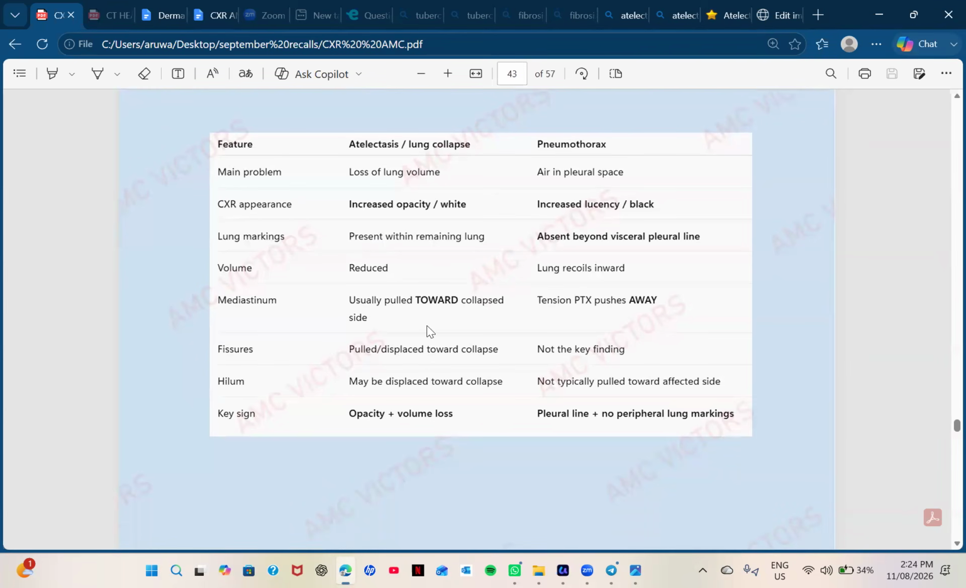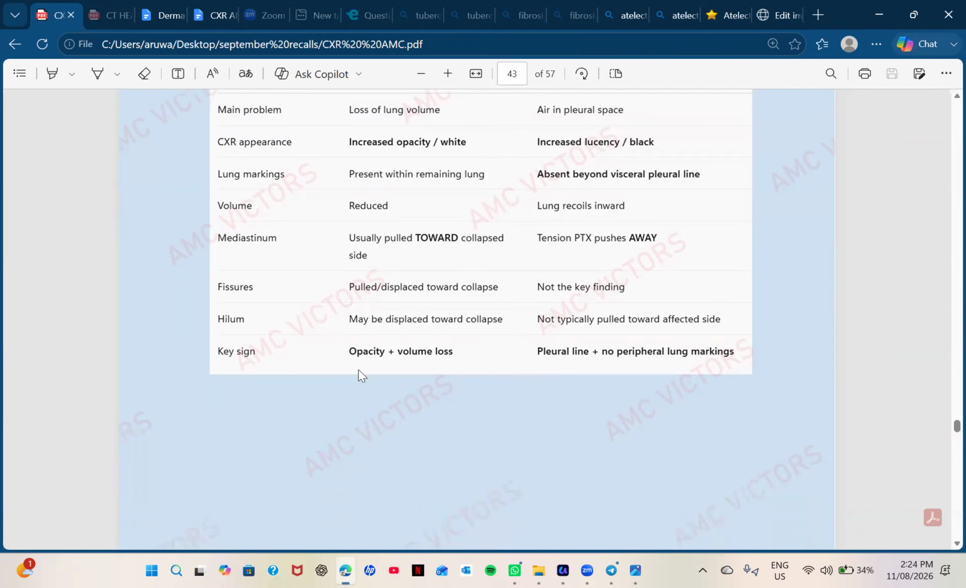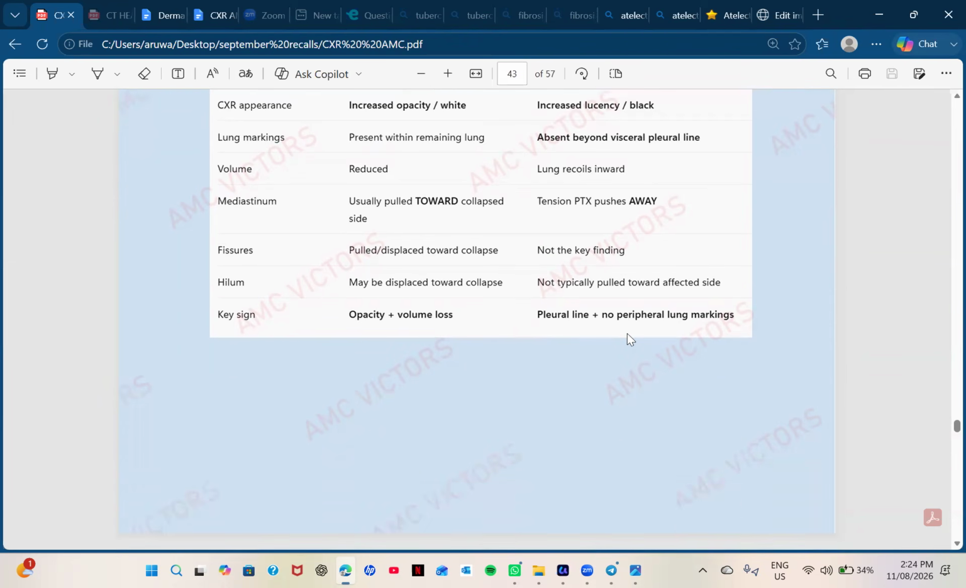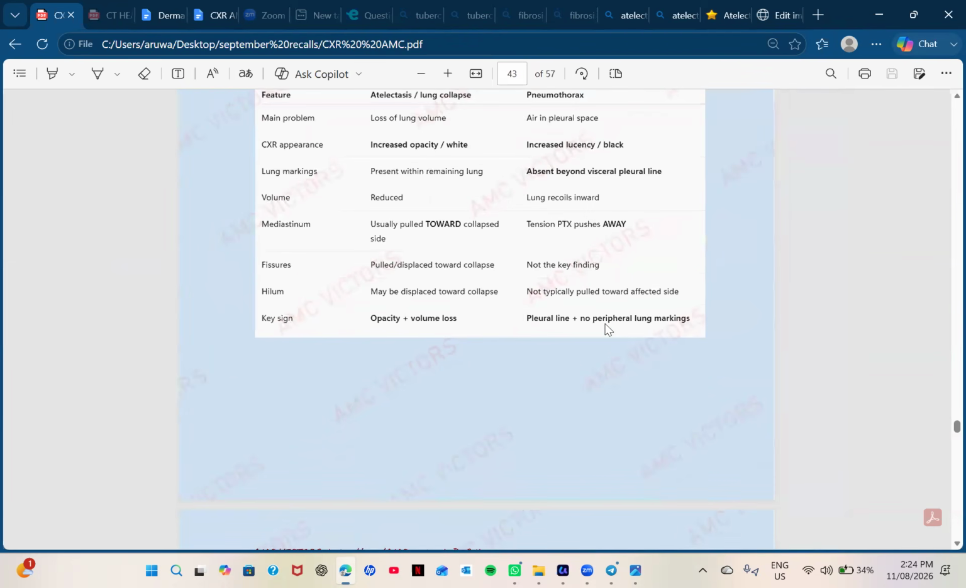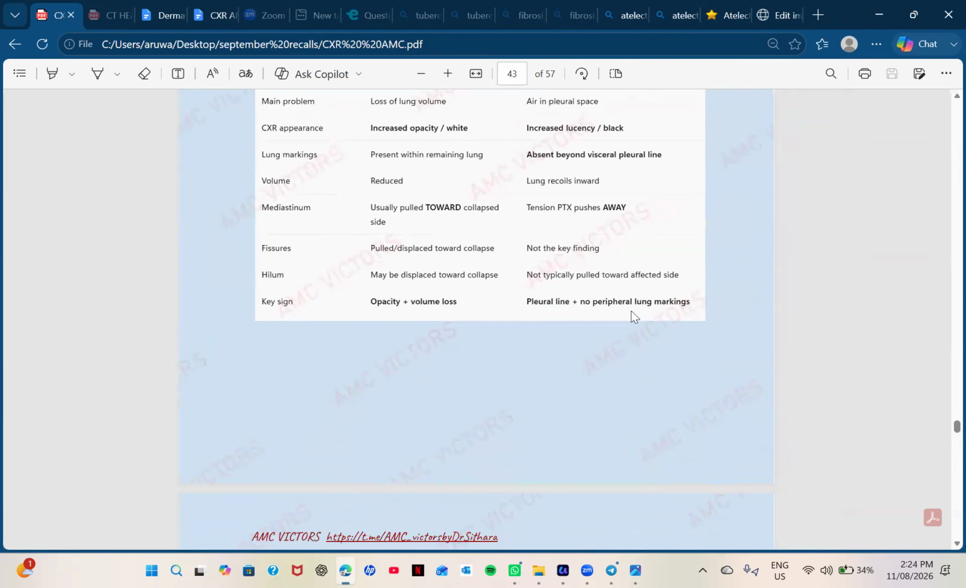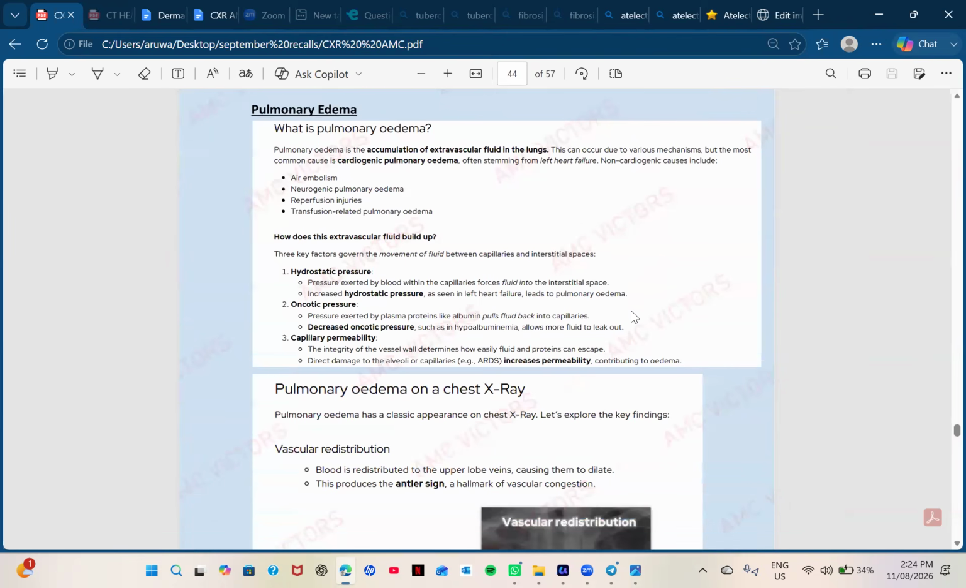Here the mediastinum usually pulls towards the collapsed side. Tension, because of the pressure, pushes away from the pneumothorax, right? This is the most important thing to understand. Okay, here opacity, volume loss. Here you can see the pleural line, no peripheral lung marking, right?